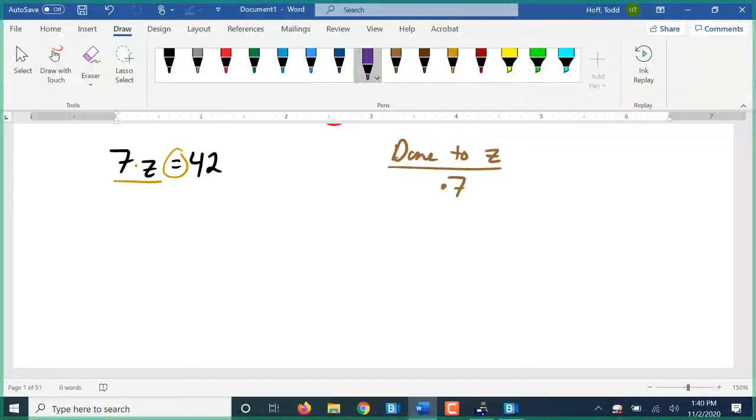Take it apart. Well, the opposite of multiplying by 7 is going to be dividing by 7. Again, making sure we do the same thing to both sides. Keep that scale balanced. So it cancels out the 7 on the left side there, so it's just a z. On the right side, 42 divided by 7 is 6.